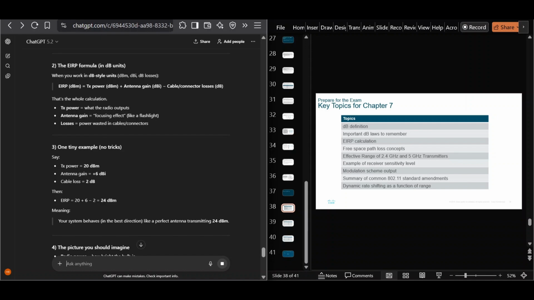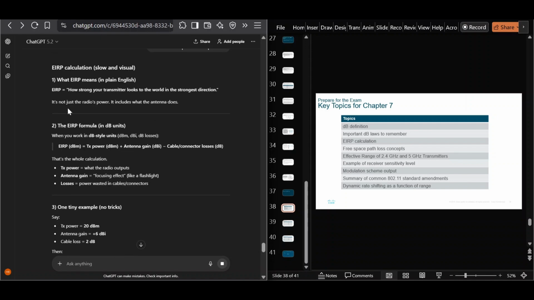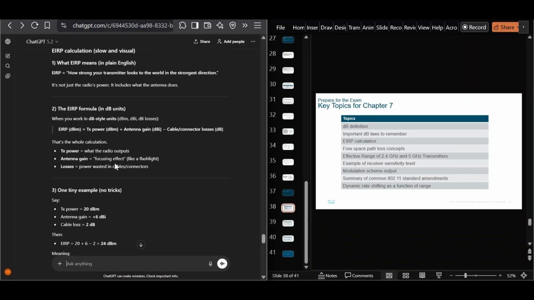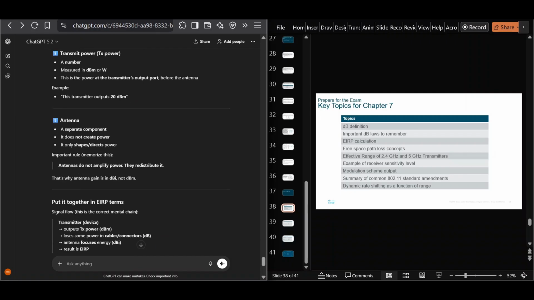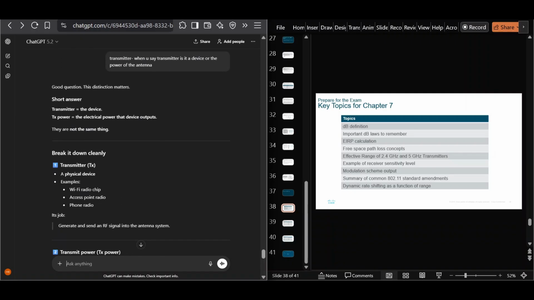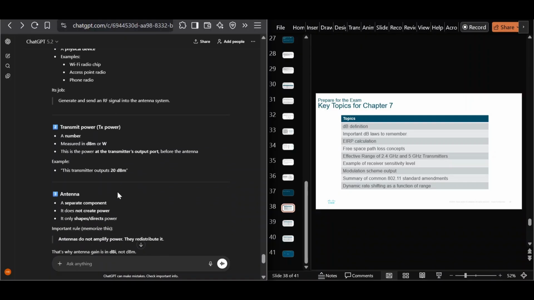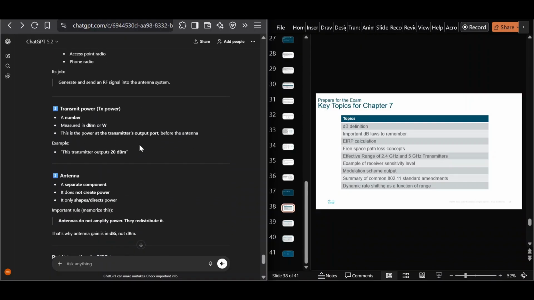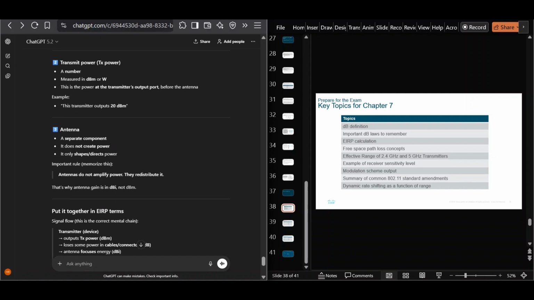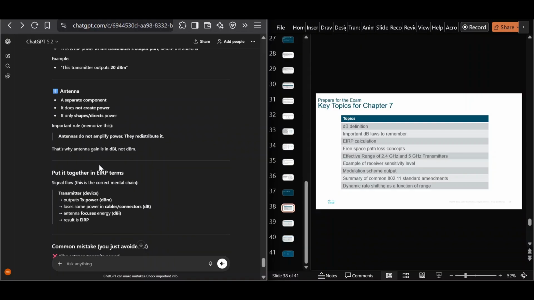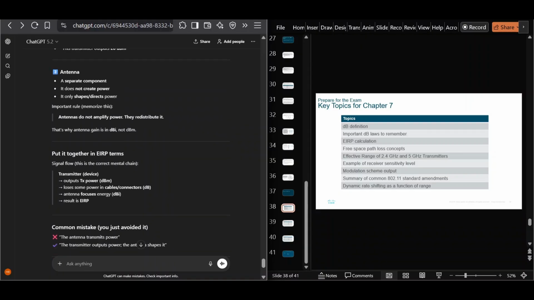The EIRP, when you work in dB style, is not just TX power, what the radio outputs. The antenna also matters. In the equation, TX power is the electrical power that the device outputs. This applies to any transmitter: a radio, access point, or phone radio generating transmit power, measured in dBm. This is the power before the antenna. The antenna is a separate component that does not create power; it only shifts and directs power. Antennas do not create power, they just redistribute it.